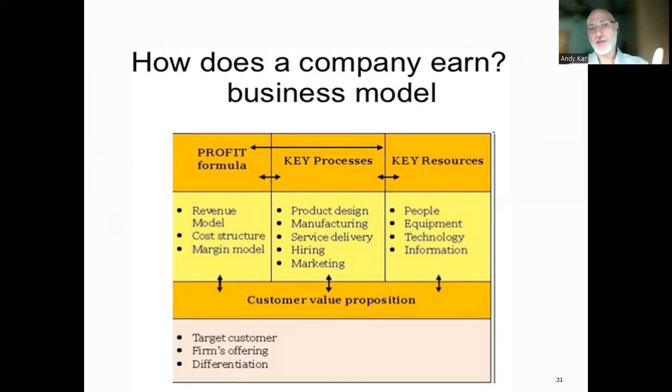The profit formula has to do with the revenue model, the cost structure, and the margin model. The key processes are, for example, product design, manufacturing, service delivery, hiring, and marketing. And the key resources are the resources that we use: people, equipment, technology, and information.